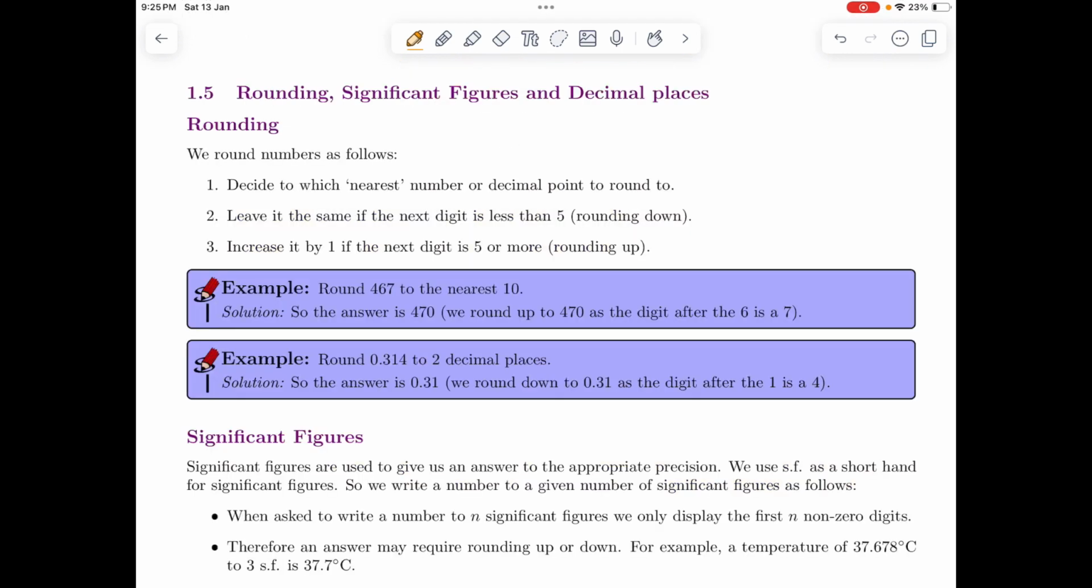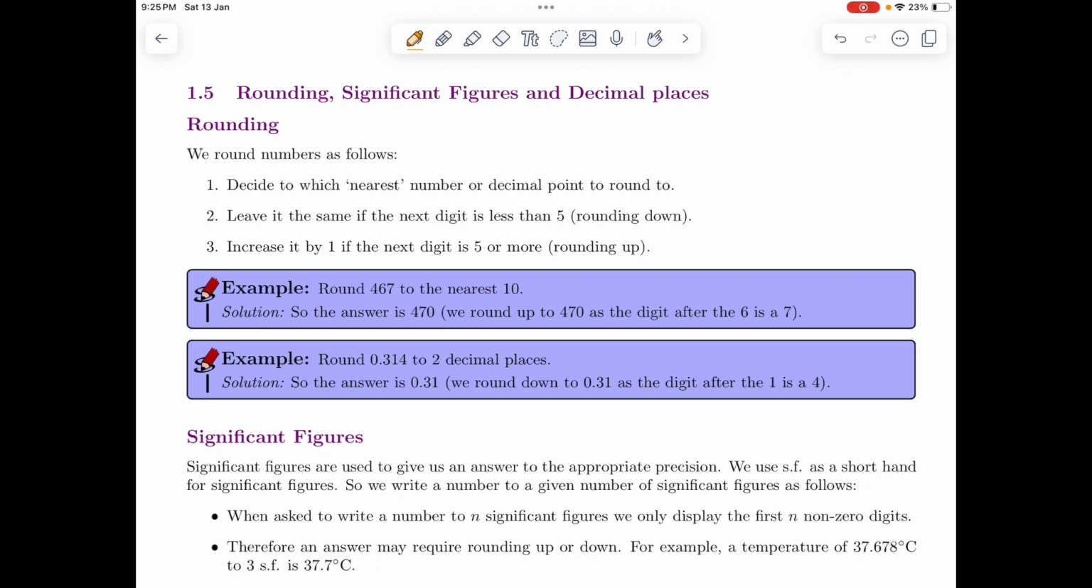Let's come to the next topic. Very often we have to do rounding and significant figures in decimal places. So what is rounding? We round the numbers as follows. Just don't listen to me. You try to think of your own. How do you encounter rounding and where exactly are you encountering it?